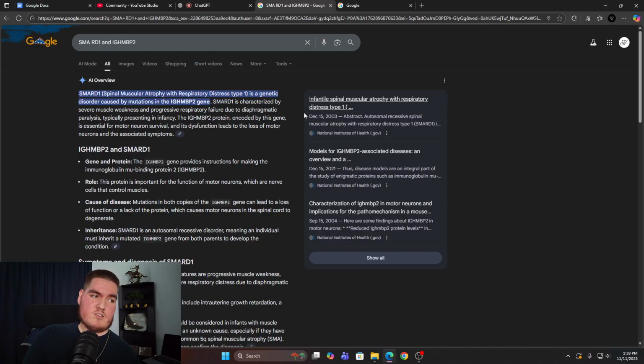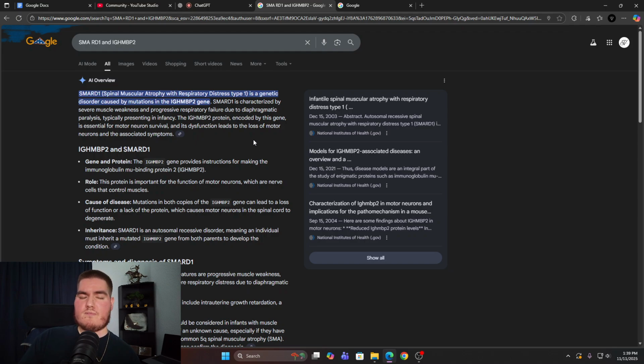So it says, SMARD1, which is spinal muscular atrophy with respiratory distress type 1, is a genetic disorder caused by mutations in the IGHMBP2 gene. SMARD1 is characterized by severe muscle weakness and progressive respiratory failure due to diaphragmatic paralysis, typically presenting in infancy. The IGHMBP2 protein encoded by this gene is essential for motor neuron survival, and its dysfunction leads to the loss of motor neurons and the associated symptoms. So what does all of this mean?